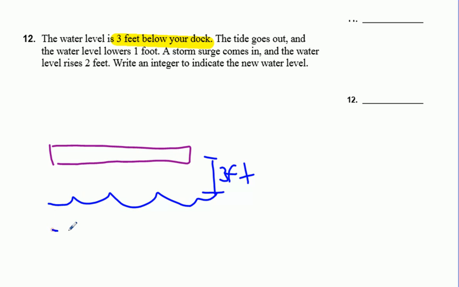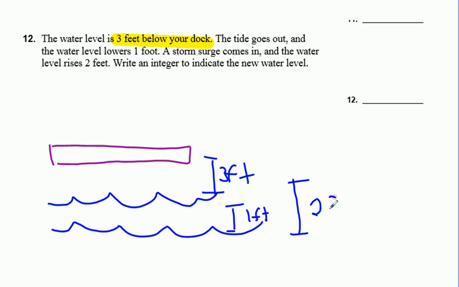Oh, so it goes down. It went down 1 foot. There we go. And then the water level rises 2 feet. Oh, so now from here it goes up 2 feet. Write an integer to indicate the new water level. So it seems like a bunch of things are going on here. I'm going to go back into the problem and try to highlight lowers 1 foot and then rises 2 feet.